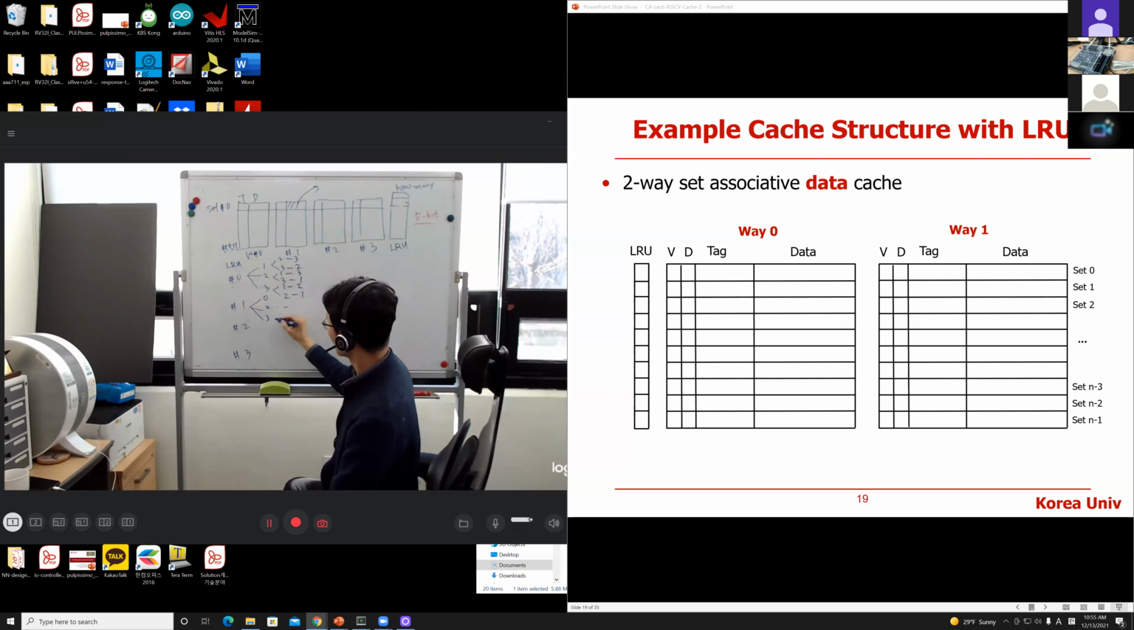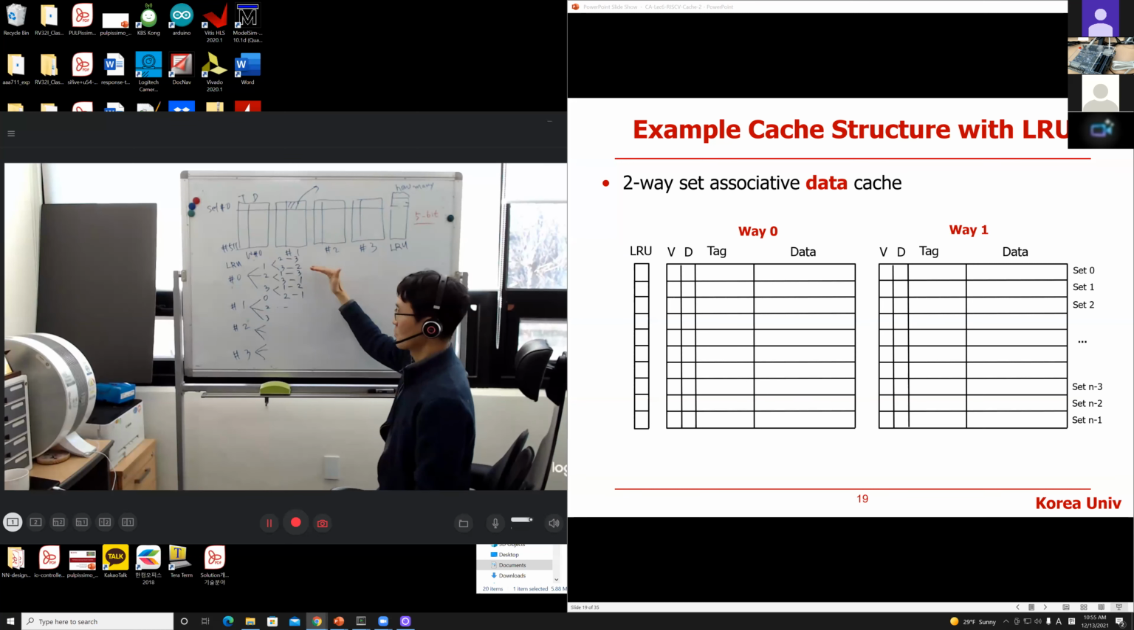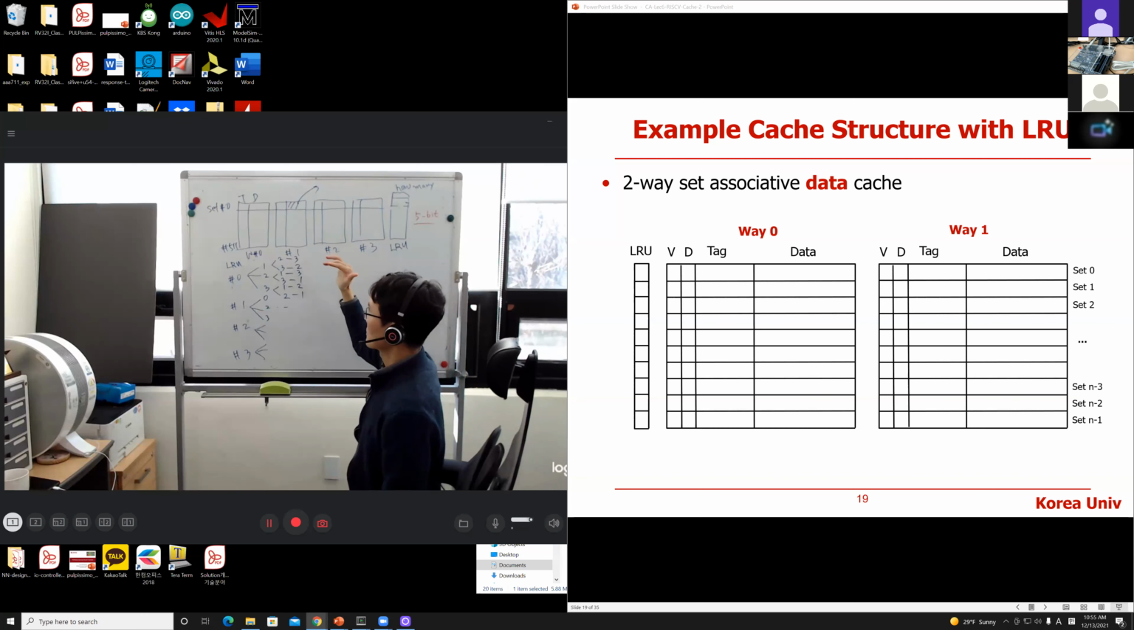So that is all the different possible access history, right? So starting from way number 0, look at this one. Way number 0 first, and way number 1 second, 2, and 3. That is MRU, most recently used.